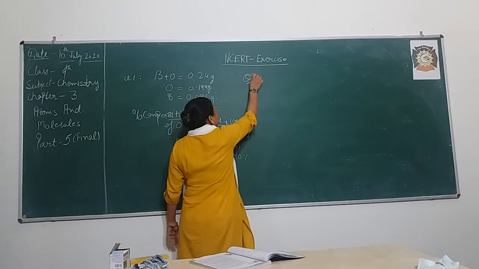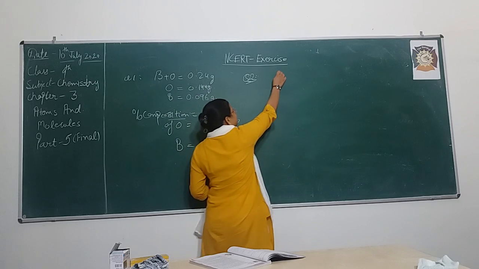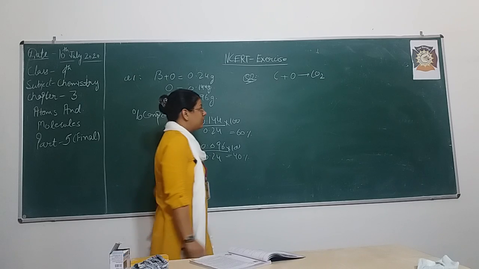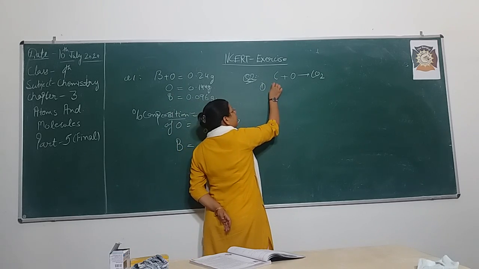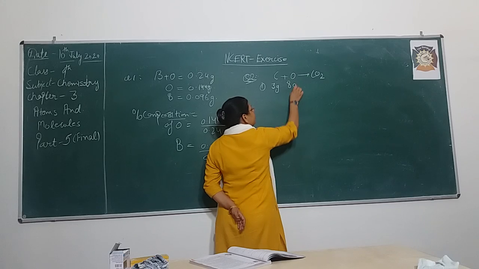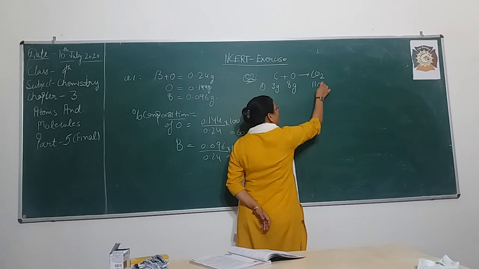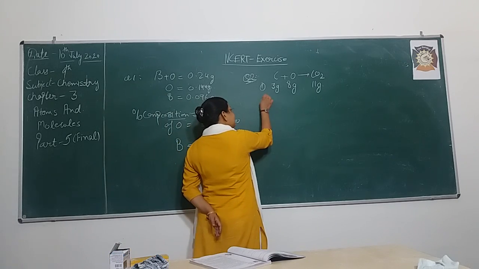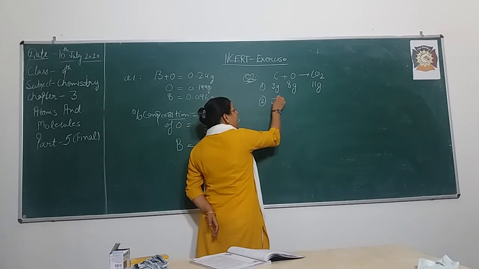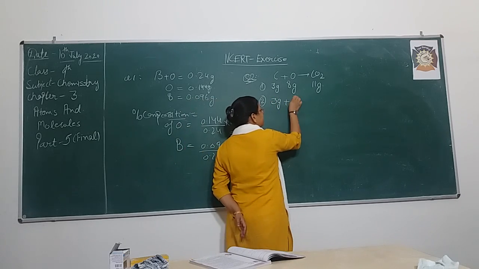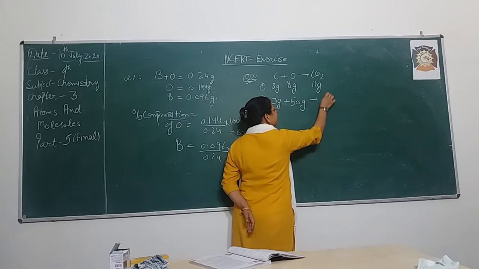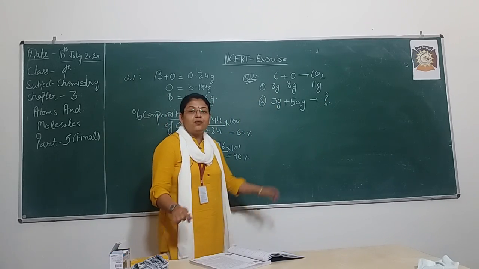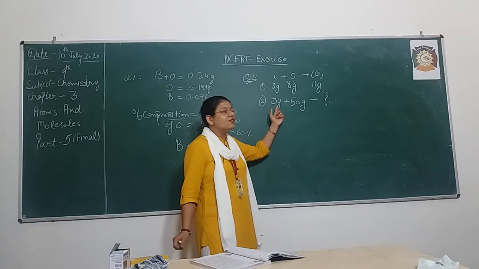Question number 2. In question 2, he is asking that carbon and oxygen combine and produce what? Carbon dioxide. In the first case, he took 3 grams of carbon and reacted it with 8 gram of oxygen and obtained 11 gram of carbon dioxide. This is the experimental fact. He is asking that if I take 3 grams of carbon but with 50 grams of oxygen, how much carbon dioxide is produced in the reaction, and which chemical law is satisfied here.